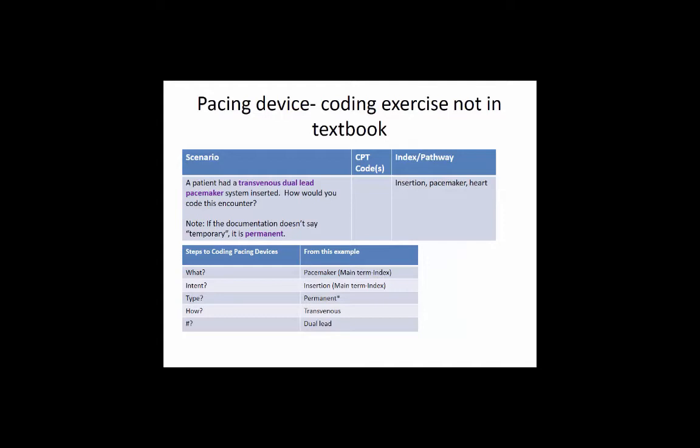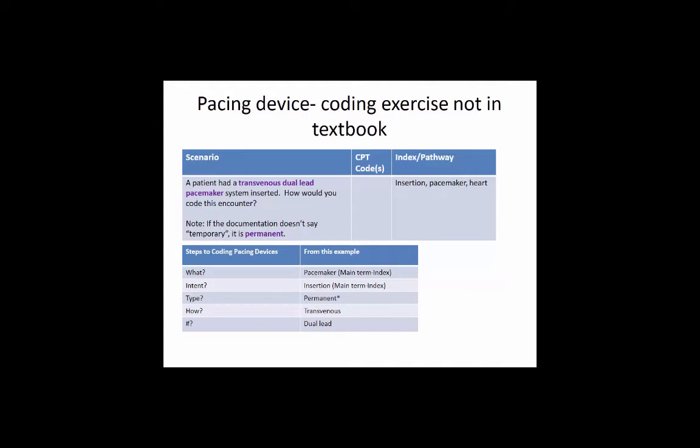Here's another pacing device exercise not in the textbook. A patient had a transvenous dual lead pacemaker system inserted. A reminder, if the documentation doesn't say temporary, we're going to code it as permanent. And I shortened up my questions from the table on the previous slide to just answer the what, the intent, the type, the how, and how many.